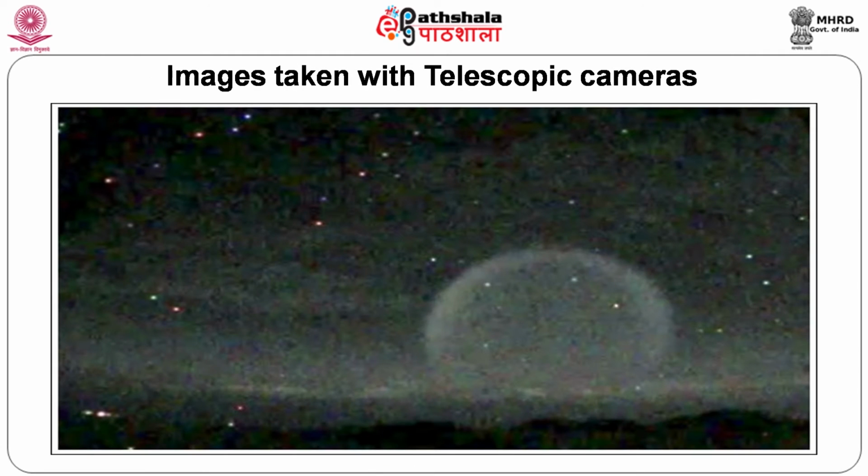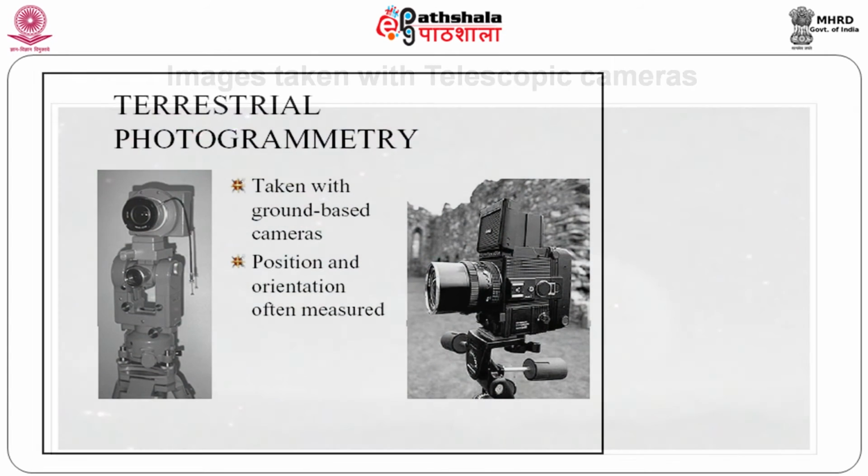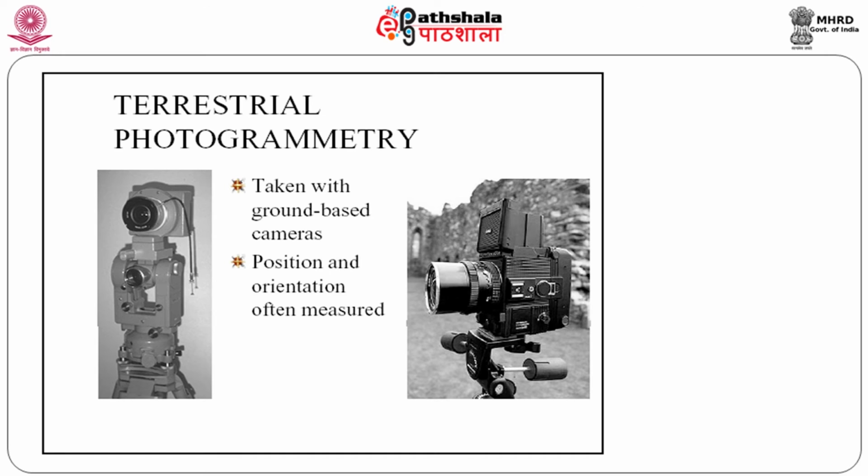You can see that this image is taken with a telescopic camera. You know that invariably they take photographs of the moon depending upon the requirement, basically during nights, so they use what are called telescopic cameras. Terrestrial photography, as you can see, of course, this is different from your routine cameras. These are all high end cameras, very expensive in fact.